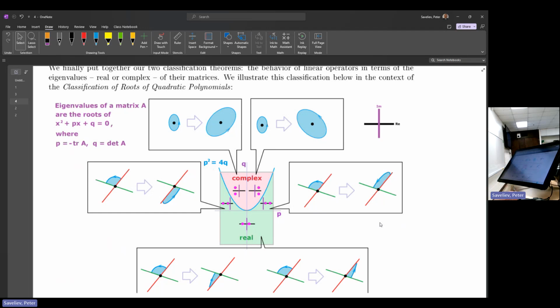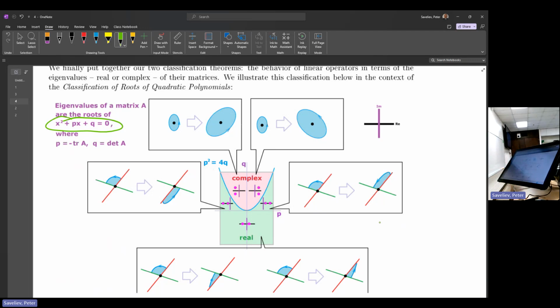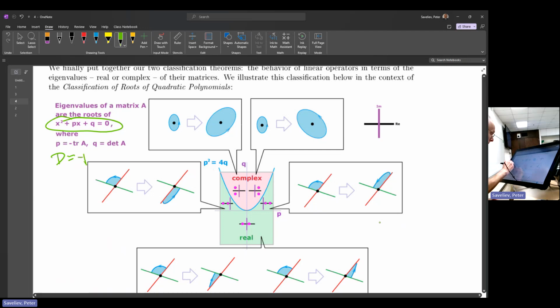Okay, so once again, the equation that we're looking at is this. That is our characteristic polynomial, except I replace lambda with x, and then it's a quadratic equation. It creates a dependence between P and Q, which is what that plane in the middle is. Depending on the discriminant, which is P squared minus 4Q, that's the discriminant.